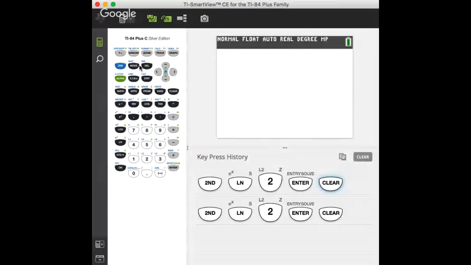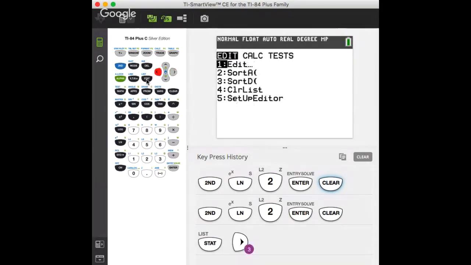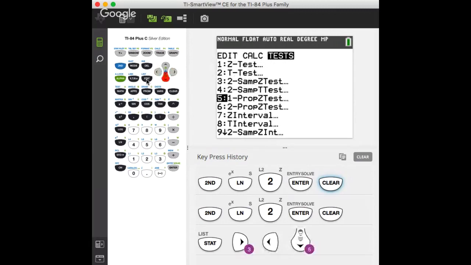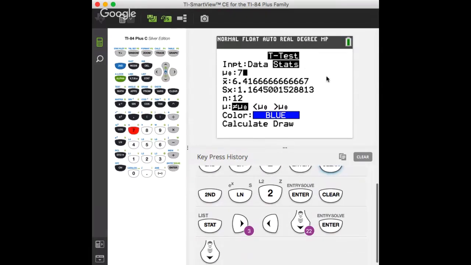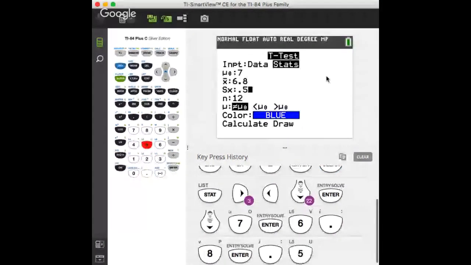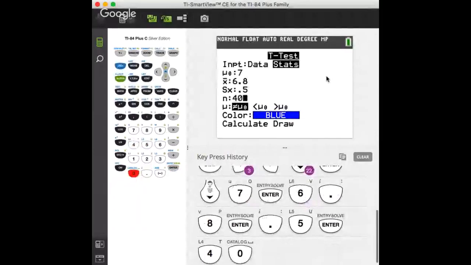Okay, so right here. By the way, if I were to check what I just did, I just want to show you this real quick. If you go to stat and then just go over to tests, remember we can be one of two tests. So one proportion z-test, or you can go to t-test right here. If I go to t-test here, I could literally plug in the stats. So this would be 7. This was 6.8. S of X was 0.5. Sample size was 40. And this was less than, right?